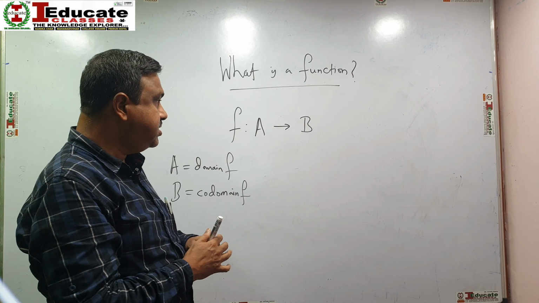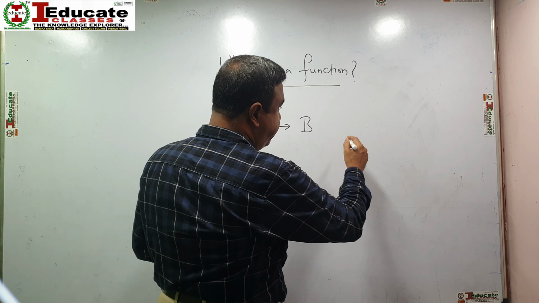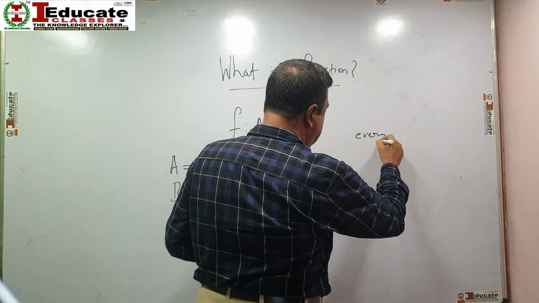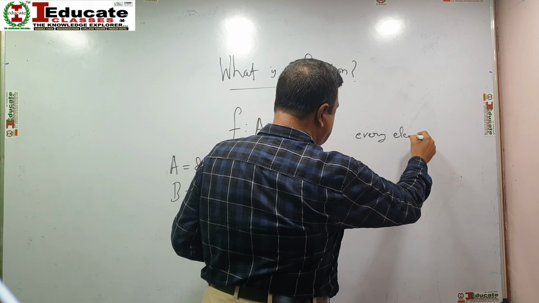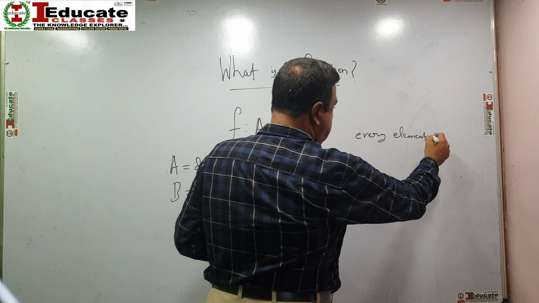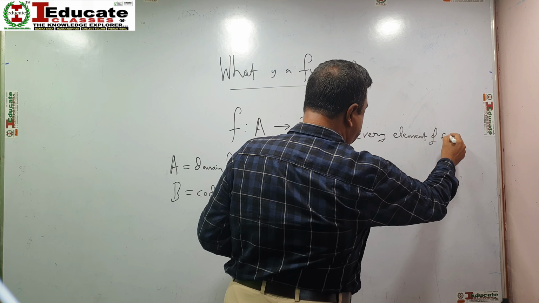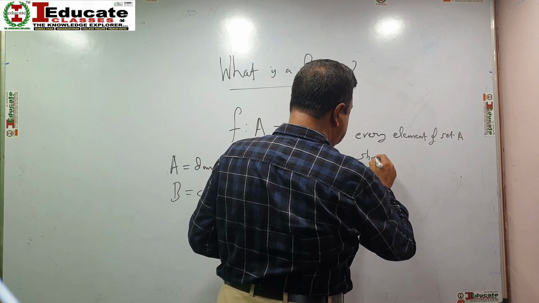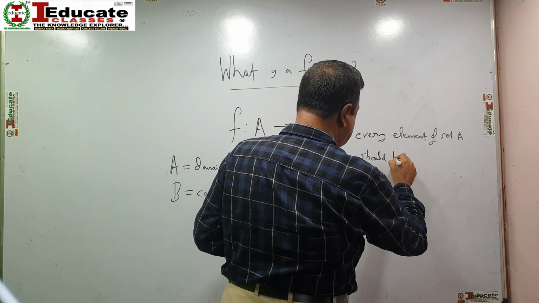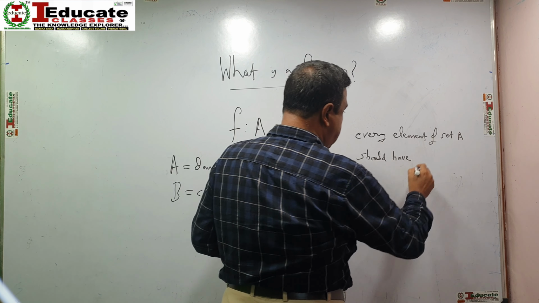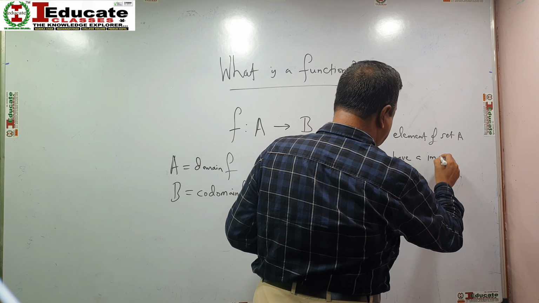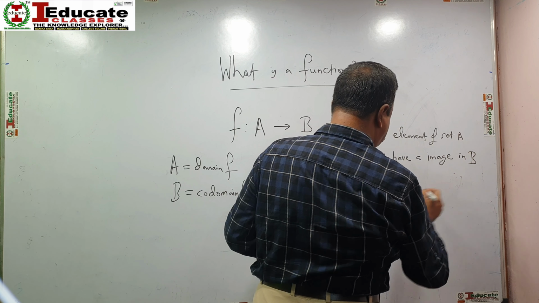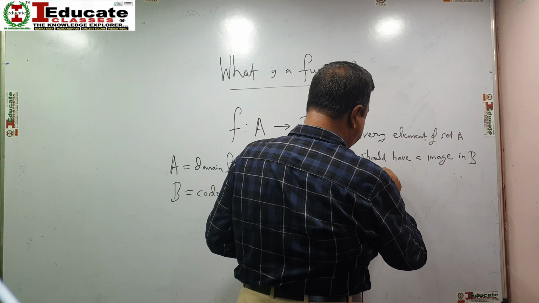So the first rule is every element of set A should have an image in set B under the function f.